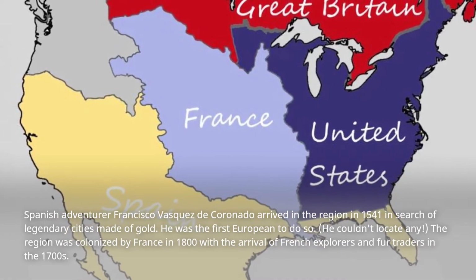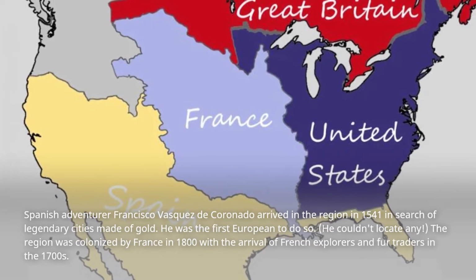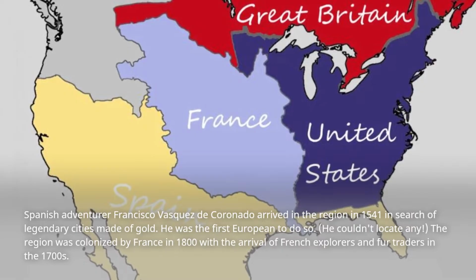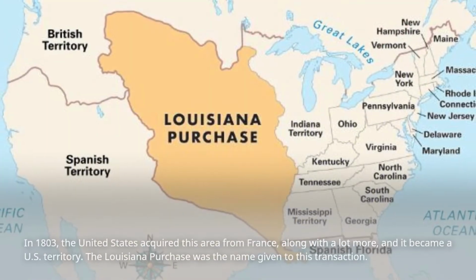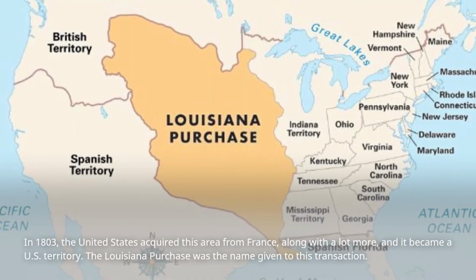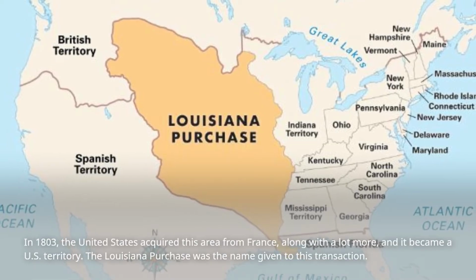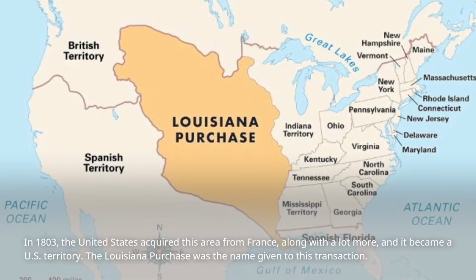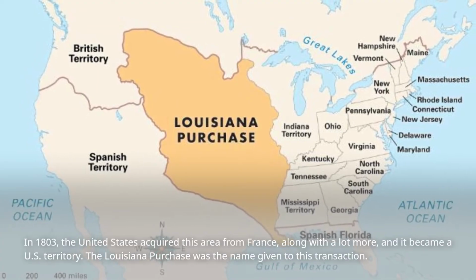He couldn't locate any. The region was colonized by France with the arrival of French explorers and fur traders in the 1700s. In 1803, the United States acquired this area from France, along with a lot more, and it became a U.S. territory. The Louisiana Purchase was the name given to this transaction.